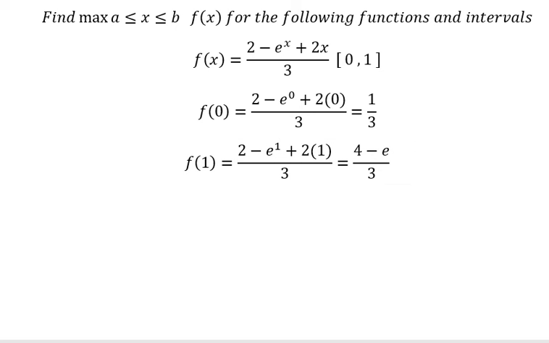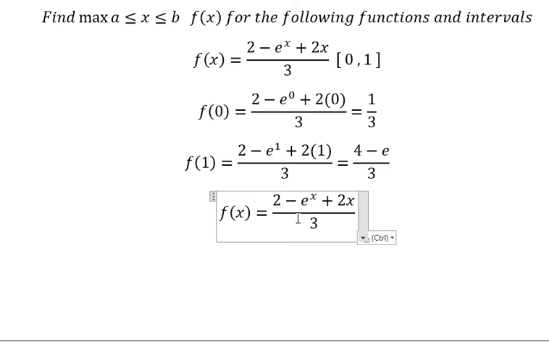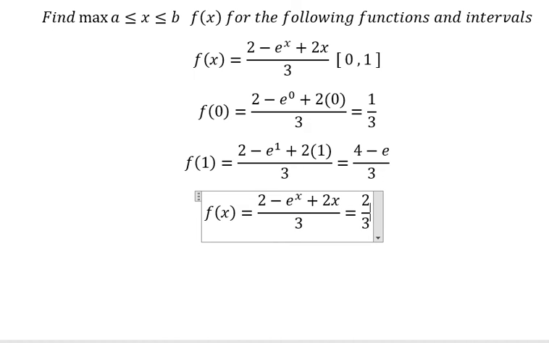Now, we have the function in here. So, we need to divide number 2 with number 3, this one with this one, and this one with this one. So, we have like this.